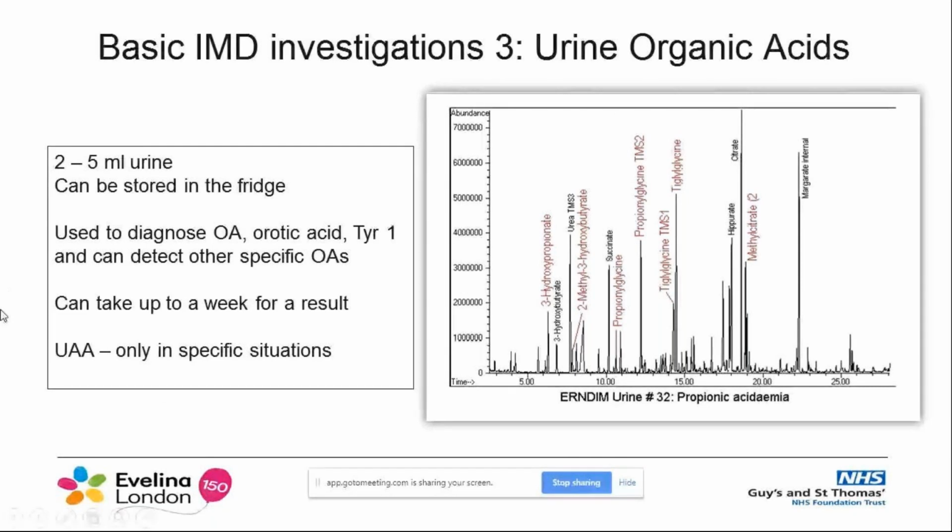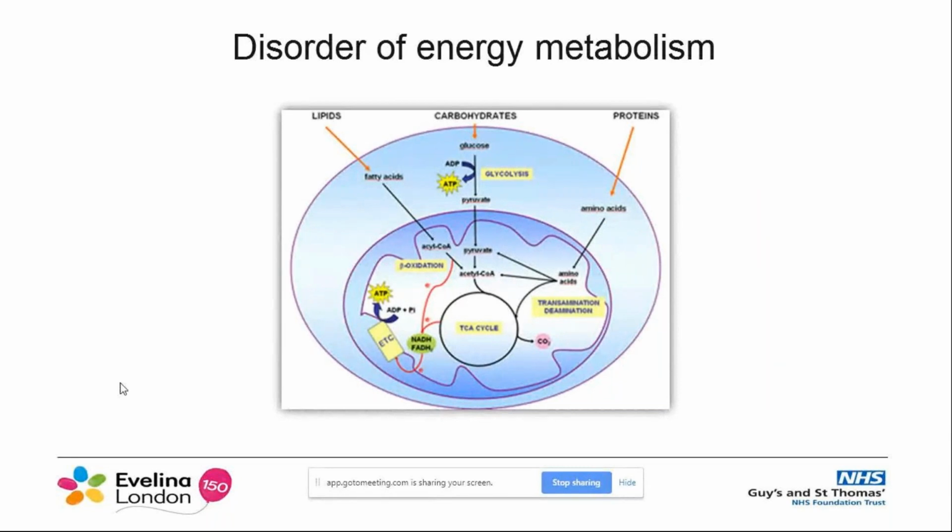And then urine amino acids, they tend not to be particularly useful, and we only really ask for them in specific situations. So I wouldn't send urine amino acids as part of a basic metabolic screen. So they were intoxication type disorders.